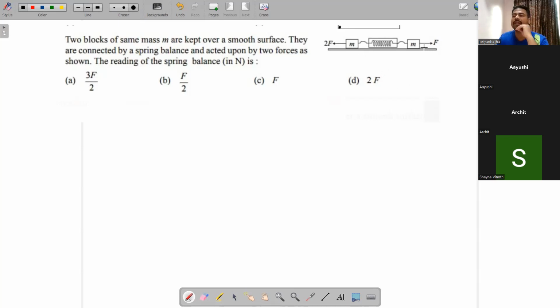So you need 2F minus F. That is the net force, right? Yes, but I don't think it's right because the mass is also given.